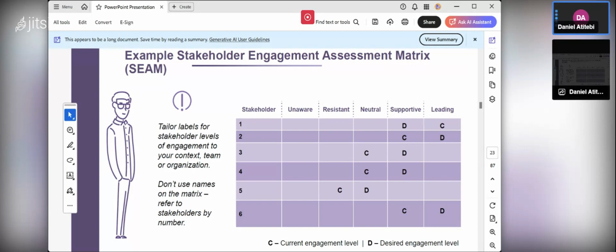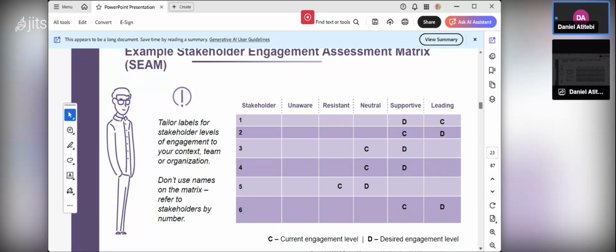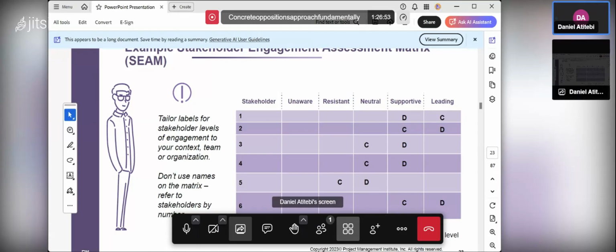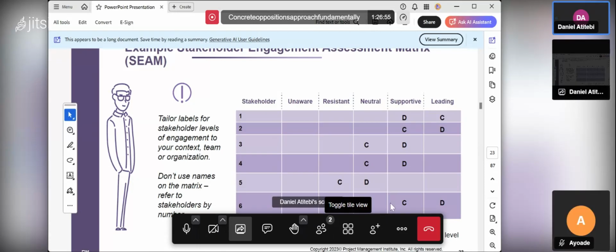We call it example stakeholder engagement assessment matrix. We call it SEAM. If you look at this diagram, this is where I want to engage us now. I want to know whether you are following me. I want you to study this diagram and tell me what does it mean to you based on the information that you can see on the screen. So I will call somebody to look at that.